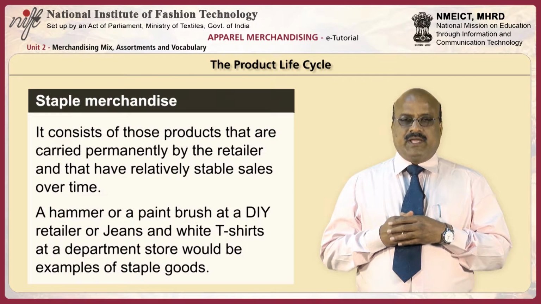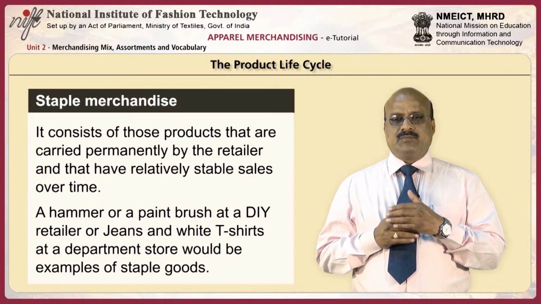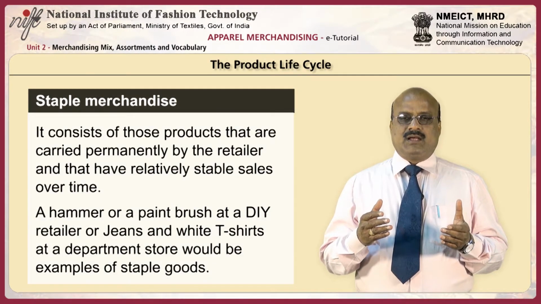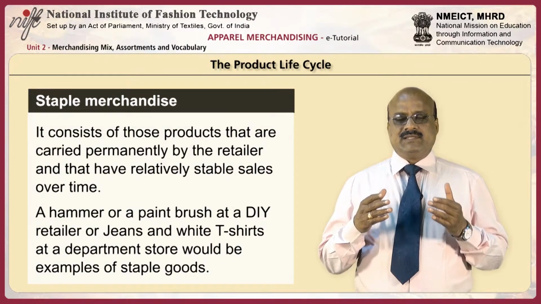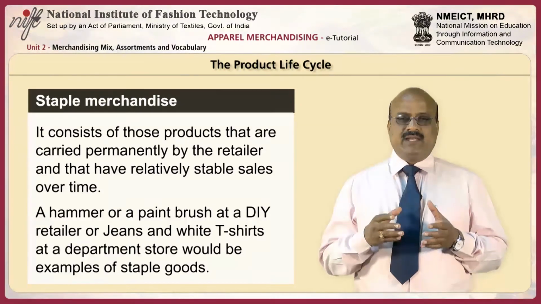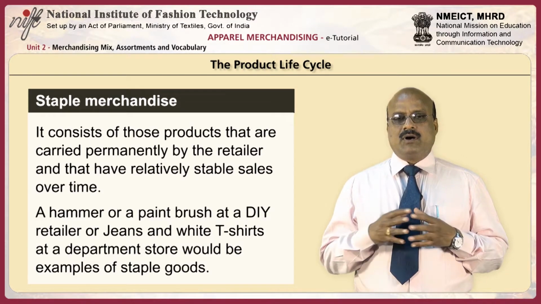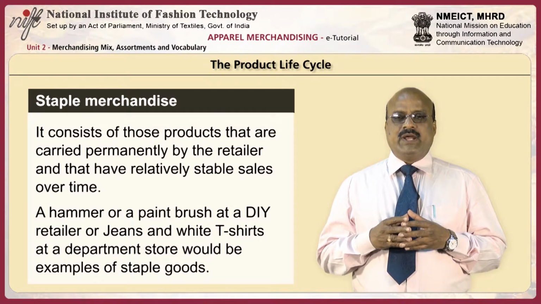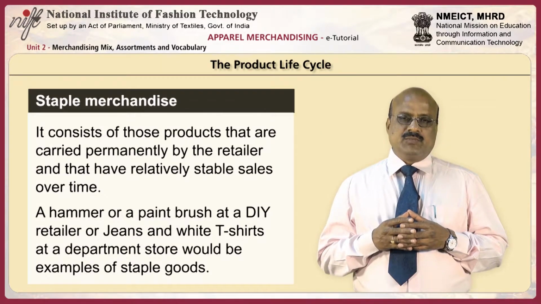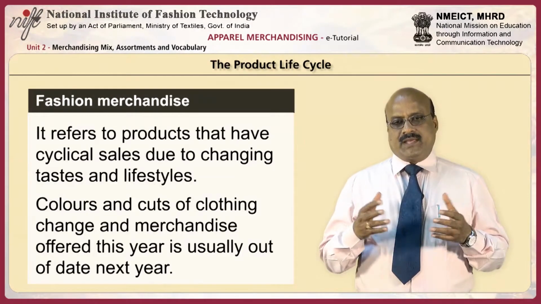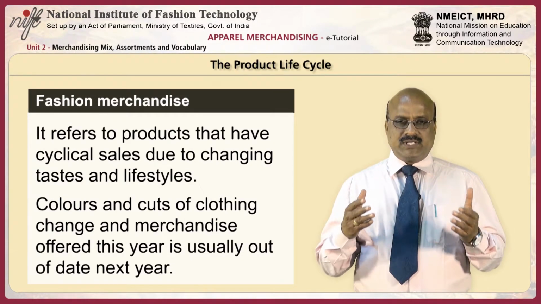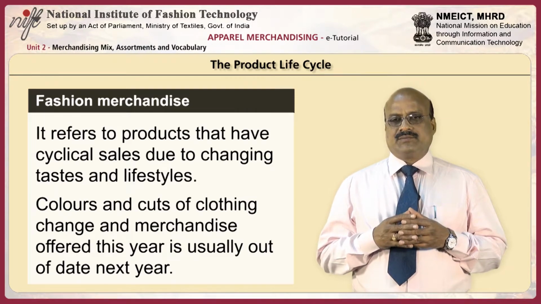Staple merchandise consists of those elements and products that are carried permanently by the retailer and that have relatively stable sales over time. A hammer or a paintbrush at a DIY retailer, or jeans and white t-shirts at a department store would be examples of staple goods. Then fashion merchandise refers to products that have cyclical sales due to changing tastes and life cycles.